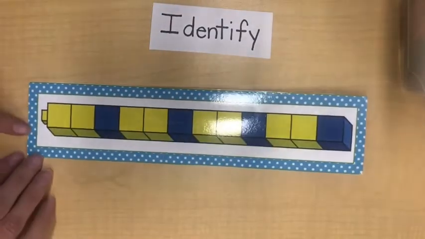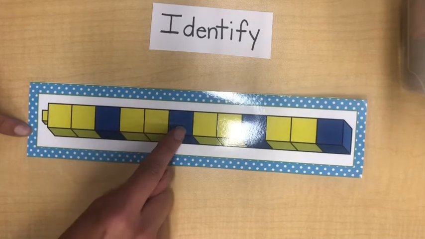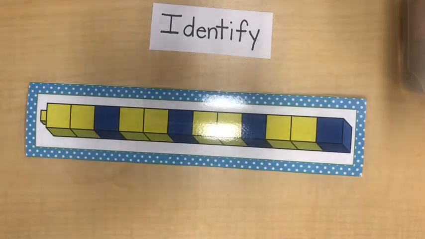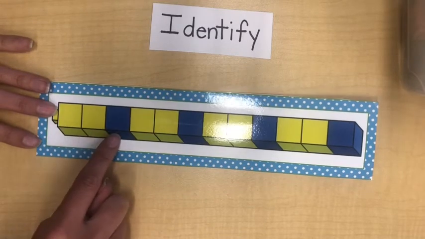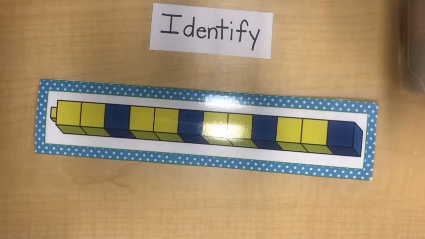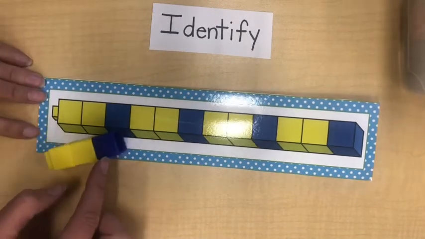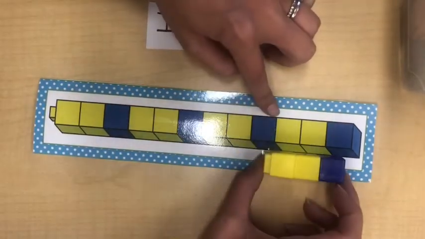Okay, let's identify this pattern. Yellow, yellow, blue. Yellow, yellow, blue. What part of this pattern, boys and girls, repeats? You're right, it's yellow, yellow, blue, because I would take that and then I can make it again and again and again. I'll even show you, boys and girls. If you have it here, that's our pattern. And then you just take it and it goes over and over and over again.